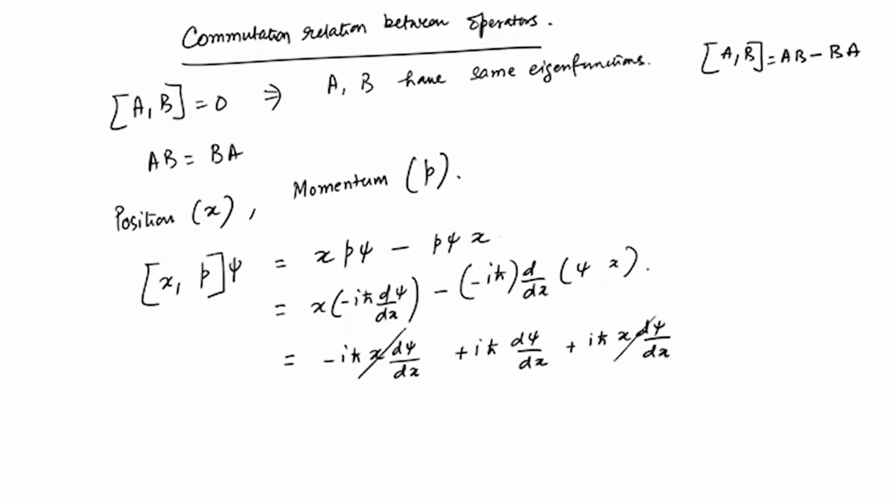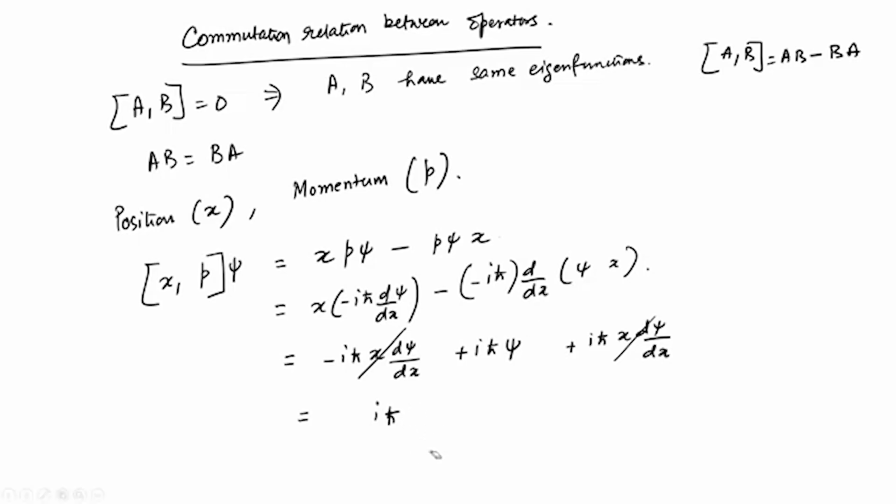So, the first and the last term cancel, giving rise to plus i h cross, not minus i h cross, and I am sorry, I have written it wrong. So, this is equal to psi, not d psi/dx, because you keep psi constant and then take a d/dx of x, which is equal to 1.